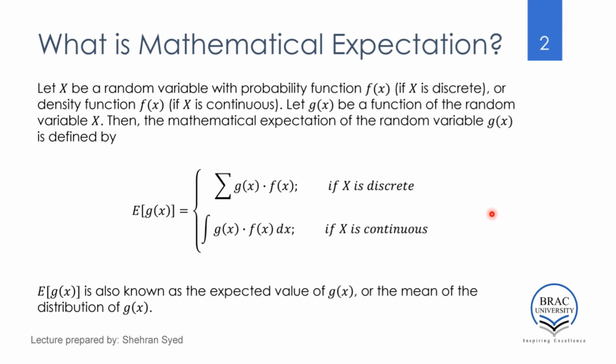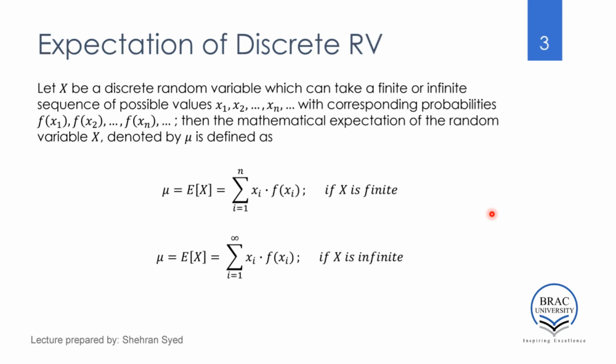Let's look at the more specific cases, starting with discrete random variables. If x is a discrete random variable, which can either take a finite or infinite sequence of possible values x1, x2, xn, and so on, with corresponding probabilities f of x1, f of x2, and so on, then we can define the mathematical expectation of the random variable x by this formula.